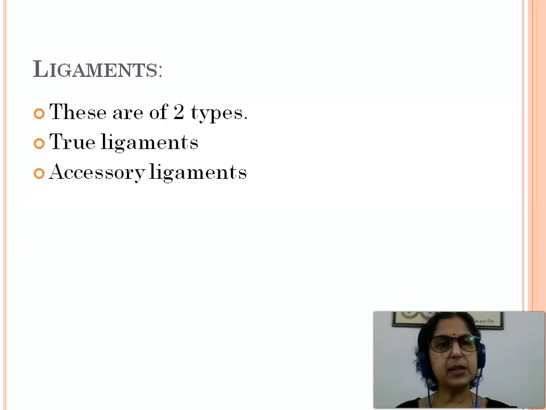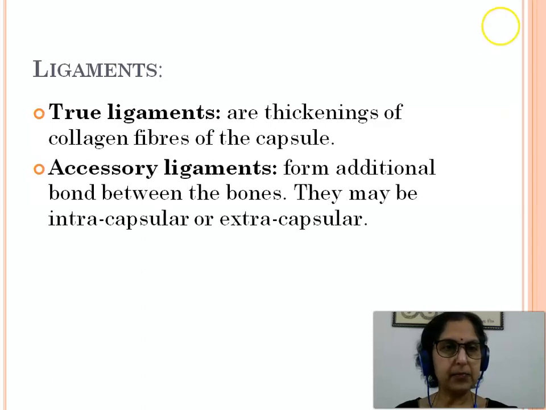Next, we study the ligaments. These are of two types, true ligaments and accessory ligaments. True ligaments are thickenings of collagen fibers of the capsule. They strengthen the joint from the exterior aspect. Accessory ligaments form additional bonds between the bones, and these may either be seen intracapsular or extracapsular.